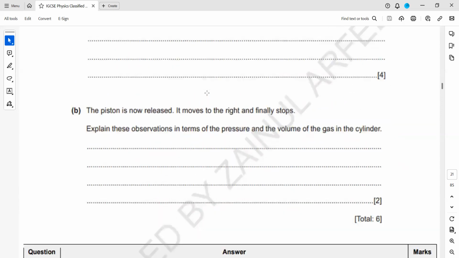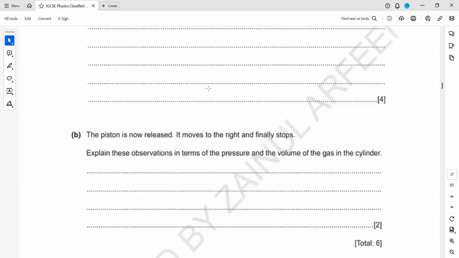In part B, the piston is now released. It moves to the right and finally stops. Explain these observations in terms of the pressure and the volume. So first, the piston was fixed. Then as they mentioned, it moves towards the right and finally stops. So first, you have to explain this observation.